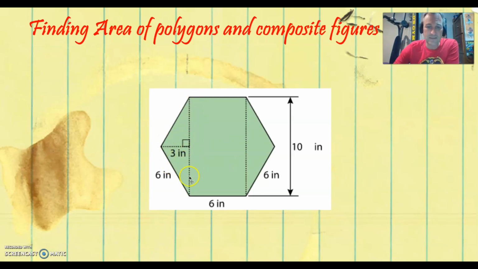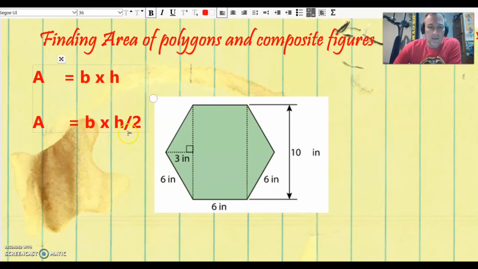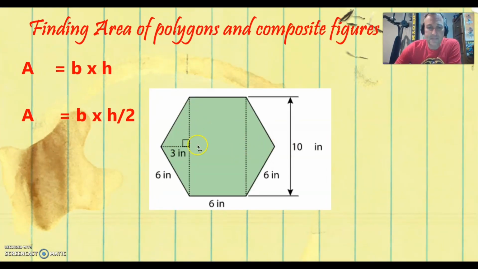At this point, we're going to break this hexagon up into 3 shapes. I have 2 triangles on the ends, and those are identical. And then I have the basic rectangle right here in the middle. Let's use these formulas to solve this problem. Let's start with the triangles, and I only need to find the area of one of them because these two are identical.